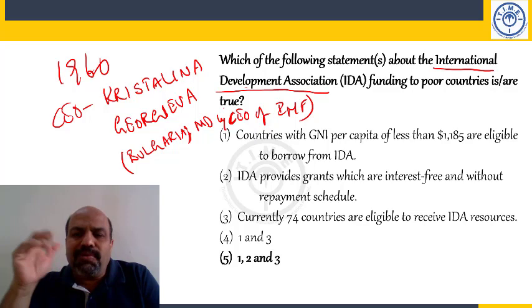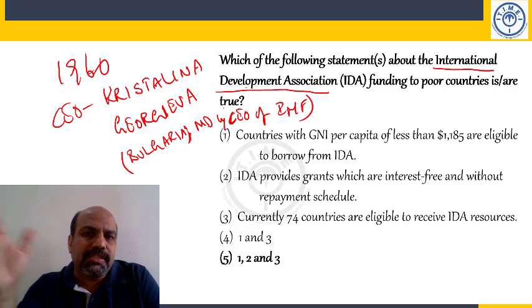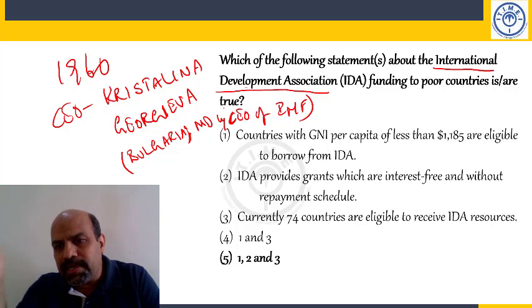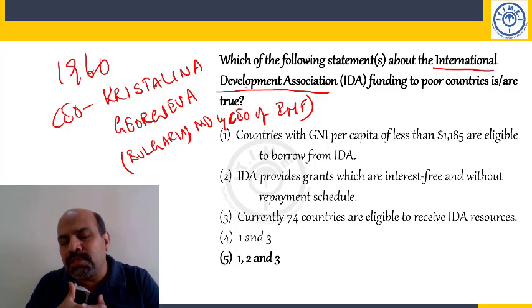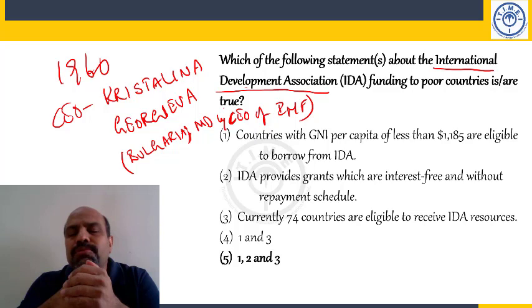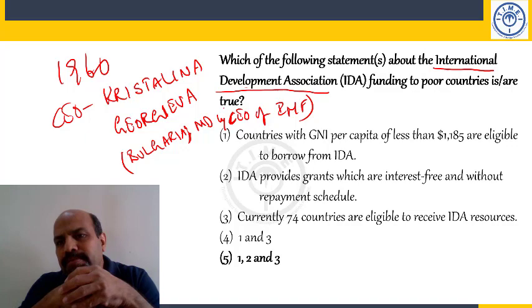What it does is lends money almost free of interest. I mean, the world's poorest 75 countries, mentioned here is 74, typically it is 75. 75 countries whose per capita GNI is less than $1185 are eligible for loans that are interest free, basically. So that it does not place a burden on those poor countries. They can use this money to fund developmental activities like education, healthcare, infrastructure, stuff like that. Okay.